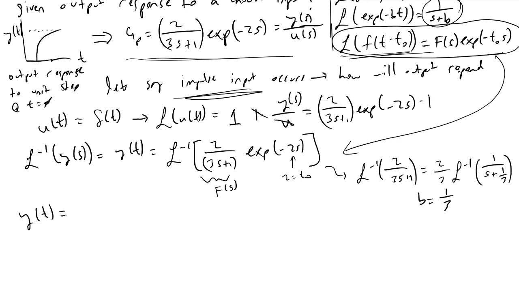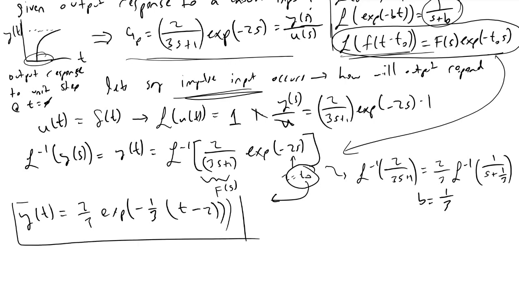is equal to 2/3 times the exponential of minus 1/3, which is b, and then times t, and then we're going to shift it by t naught here, so t minus 2 because of this delay in our output that we observed previously, and this is equal to y of t.